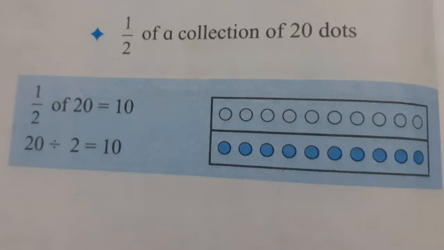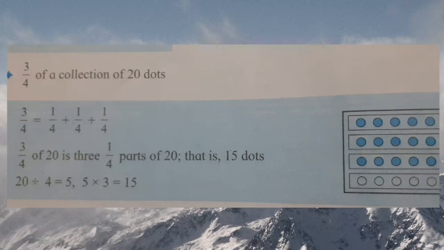Okay. Example 2. 1 by 2 of a collection of 20 dots. If we divide 20 by 2, we get 10. So 1 by 2 of 20 is equal to 10. Example 3. 3 by 4 of a collection of 20 dots. Here we have to find a fraction of a collection and a multiple of a fraction.